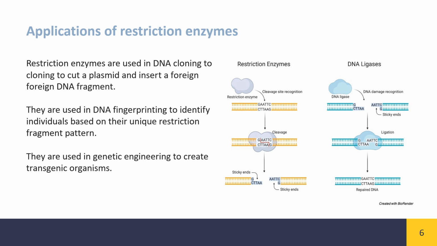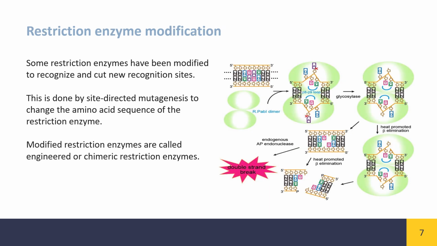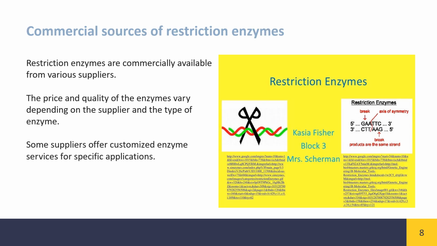For example, if we take Bt cotton, the gene from the Bacillus thuringiensis bacteria is inserted. Because of the gene, the plant has become insecticide and pesticide resistant. By changing the amino acid sequence of the restriction enzyme, we can modify it so it can recognize new sequences. Restriction enzymes are commercially available in the market.